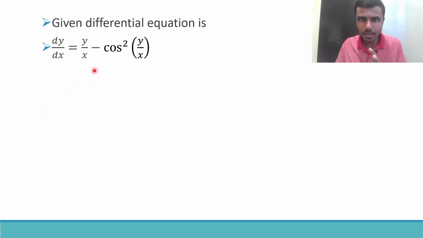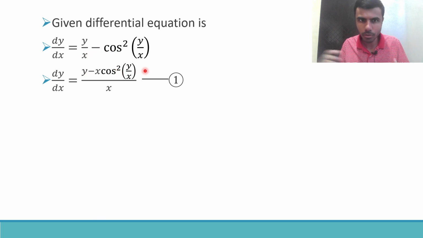Now I'm going to take LCM here. It is y by x minus cos square of y by x. Cos square has 1 in the denominator, so just take LCM. x would get multiplied here. So, y minus x into cos square of y by x, divided by x. Now mark it as 1.